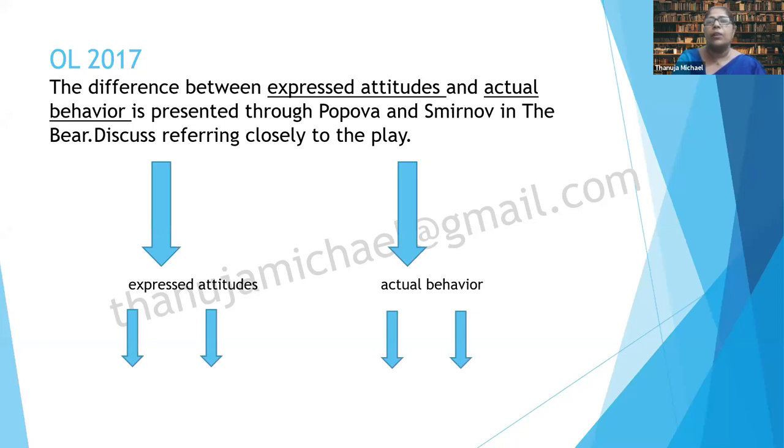Right. So what are the keywords? So this is my mind map. You can write the way you want and prioritize. Expressed attitude is one, actual behavior is another, presented through performance. So here, the expressed attitudes of Popova and Smirnov, and the actual behavior of Popova and Smirnov. So you have four things here.